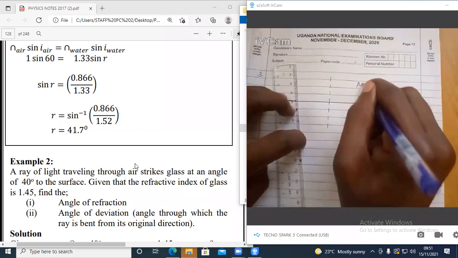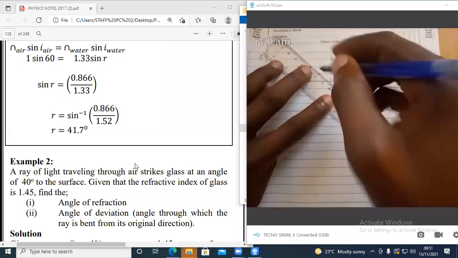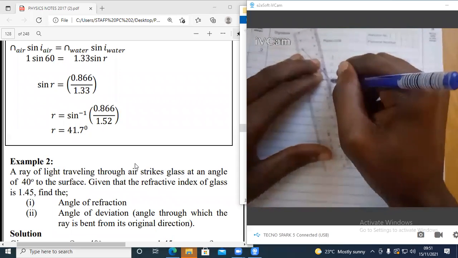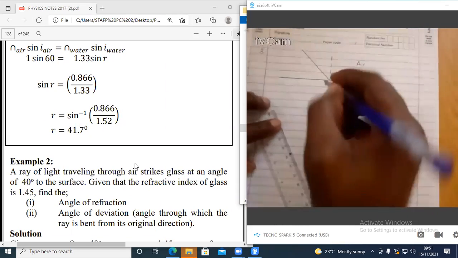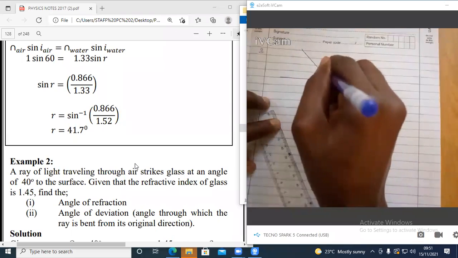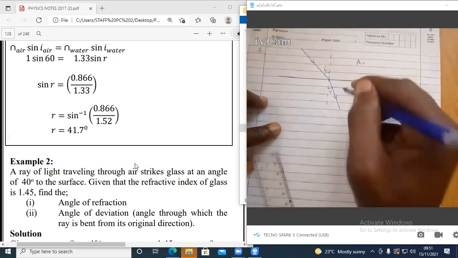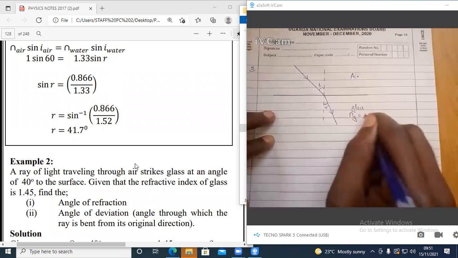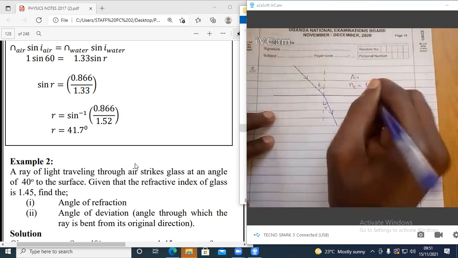It is from air to glass. It must be in pairs, members. So we know that this one will bend towards the normal. This is our angle of refraction R. Then this is our angle of incidence I, and light is moving from air to glass, like that. They have also given us that the refractive index of glass is 1.45. For air, we just know it is 1.00.